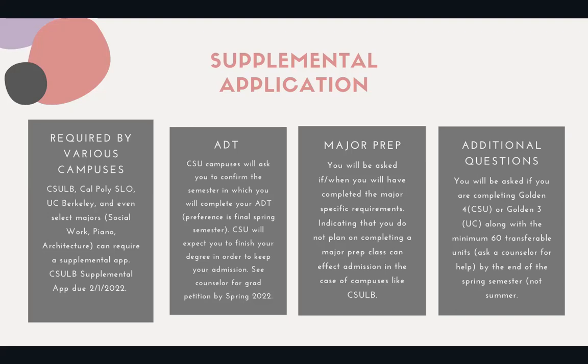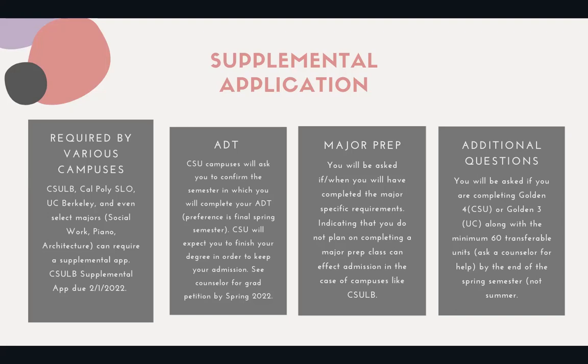And then major prep, they are going to ask you, for example, in the Long Beach application, if you finished your major prep, and if not, when will you finish it? So like I said before, you need to get that done by the end of spring 2022. So if they say, oh, business major, when are you going to have business calculus done? You want to make sure that you have it done by end of spring 2022.